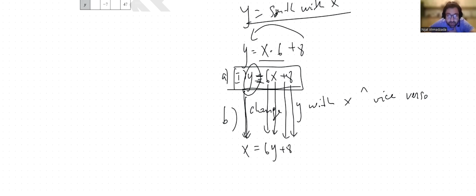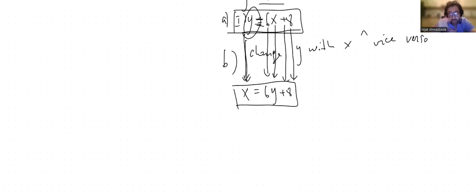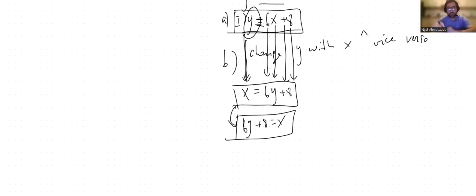Is this an inverse function? No, because an inverse function is a function. Remember, to be a function, it has to be y equals something with x. This is x equals something with y. So we have to find what y is equal to. We got 6y plus 8 is equal to x. These two are the same things. I just changed the left hand side and right hand side of the equation.